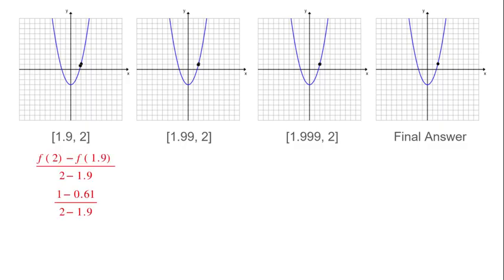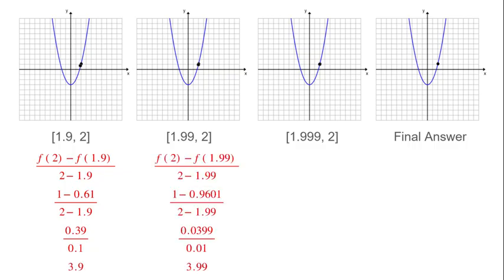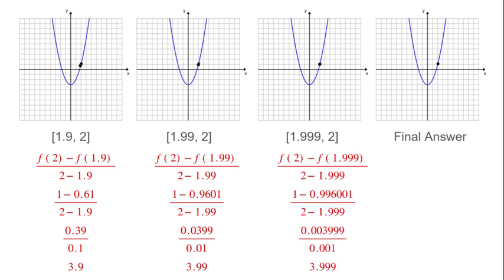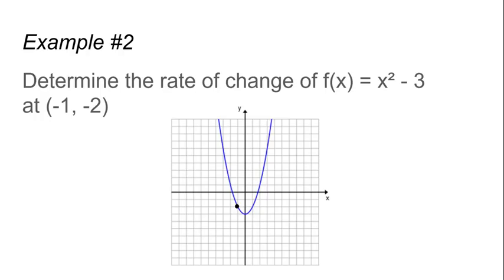I can never actually reach 2. I need to have an interval. I need to have a start and an end. But 3.9, 3.99, 3.999, I think we've seen enough of a pattern. The rate of change at (2, 1) is 4 because we're getting closer and closer to 4 as our interval gets smaller and smaller and works its way down to the point we're interested in, (2, 1).